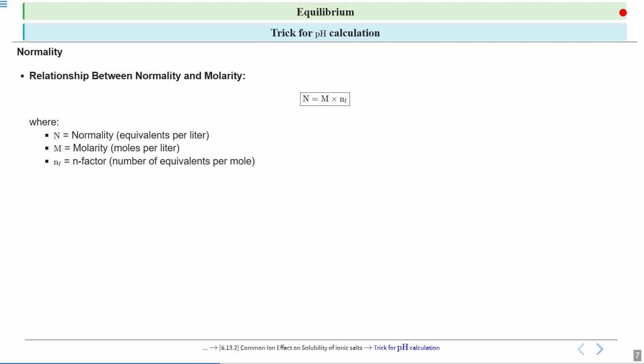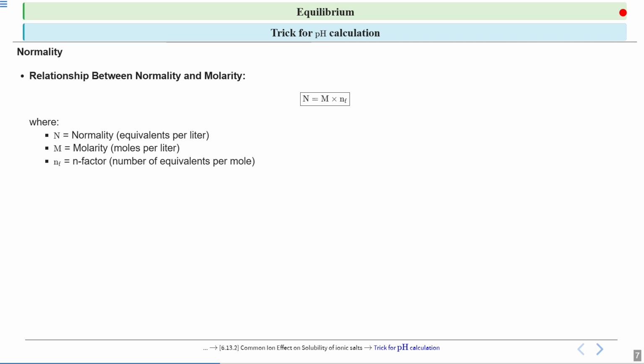Now we already know how to calculate this equivalent. It's very easy. You just have to see whether your acid is giving 1 proton or 2 protons or 3 protons, and that will correspondingly give you the n factor value as 1, 2 and 3 respectively.